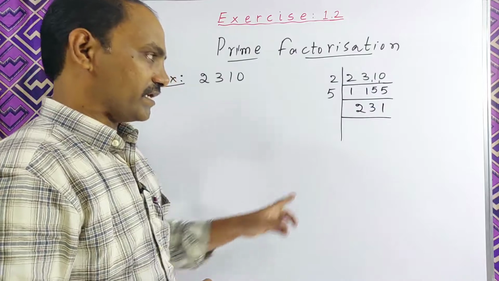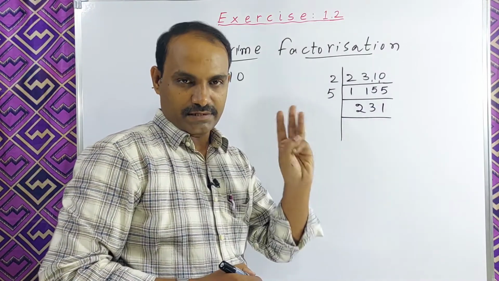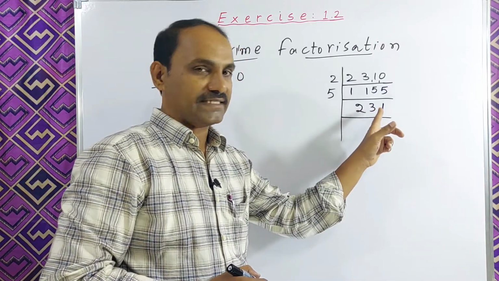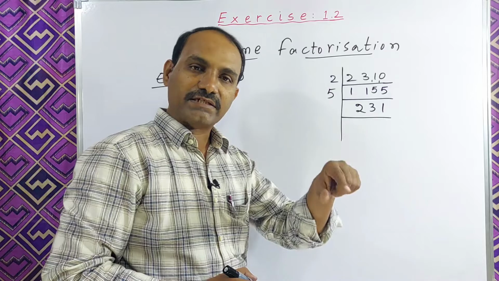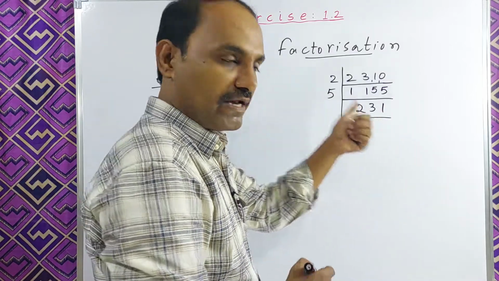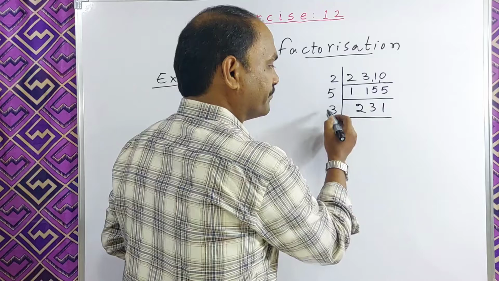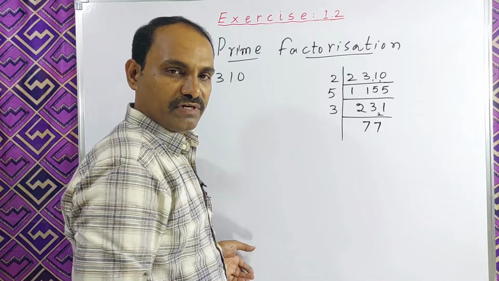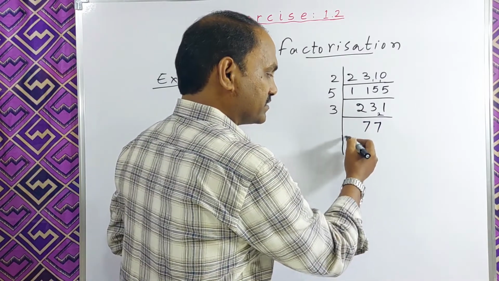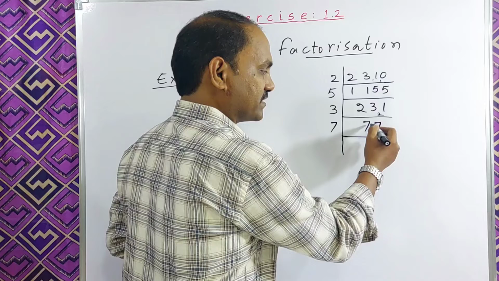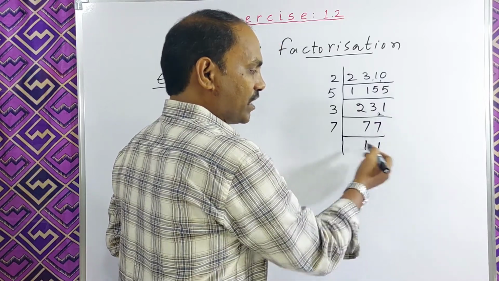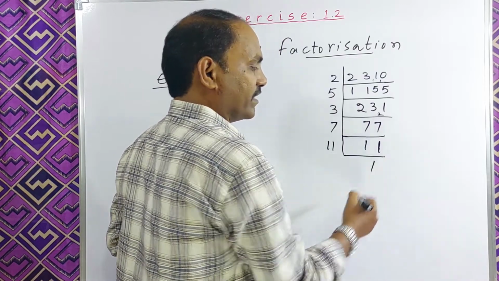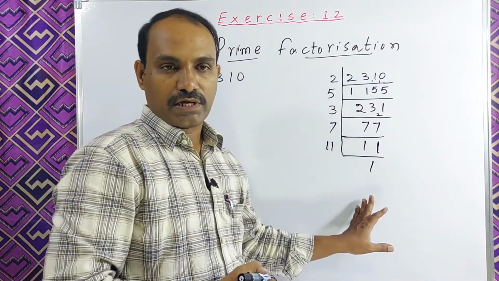231. 231 is divisible by 3. Why? 2 plus 3 is 5, 5 plus 1 is 6. The sum of the digits is 6. 6 is divisible by 3, that's why 231 is divisible by 3. 3 sevens are 21, 2 is there, so 21. Now 77. 77 is divisible by 7. 7 ones are 7. Now the last number here is 11. You can divide with 11, 11 ones are 11, or you can leave it up to here only.